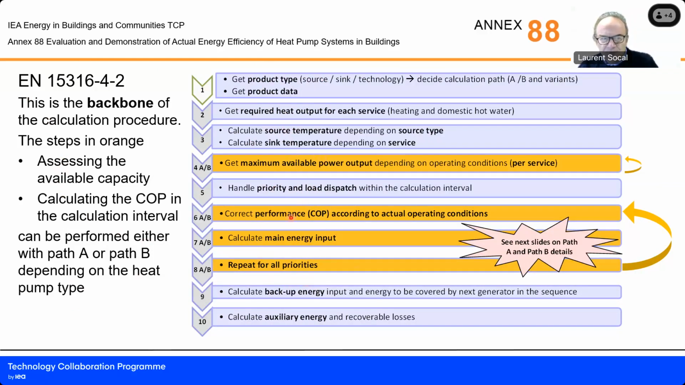The orange parts are those which are path specific, so depending on the type of calculation that you choose and of the available data. And then at the end, you calculate backup and auxiliary energy. And these are done in two different ways.